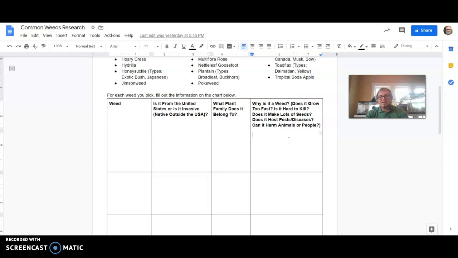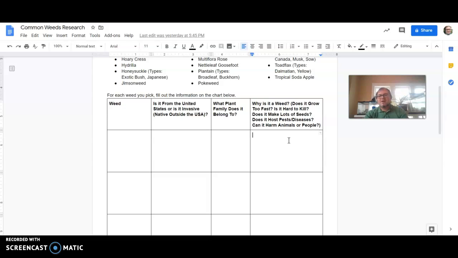Again, if we think about dandelions, which are considered weeds, and you disperse them by blowing the seeds around in the air, is it something that spreads really quickly with lots of those little seeds? Does it host pests or diseases? Does it make it to where it's more likely that some of these nasty things are going to come into your garden? And finally, can it harm animals or people?